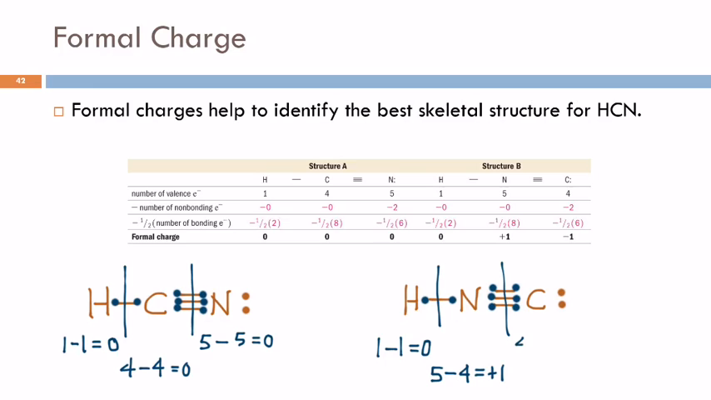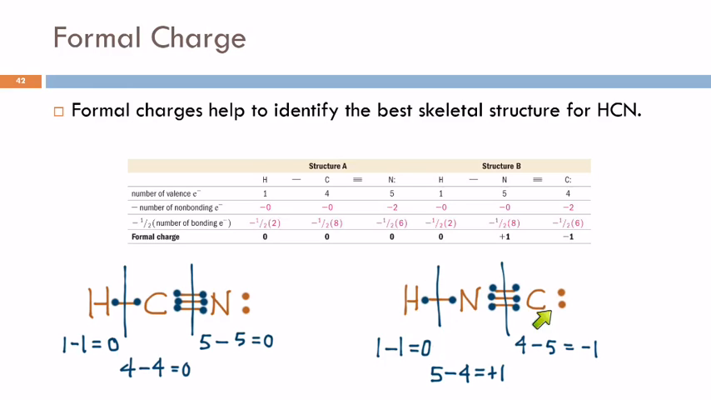Carbon atoms have 4 valence electrons. How many does this carbon get in the breakup? 5. So 4 minus 5 is negative 1. So these formal charges, 0, plus 1, and minus 1, add up to 0. These formal charges also did. All the formal charges have to add up to the overall charge on whatever it is. This is a molecule, they have to add up to 0.